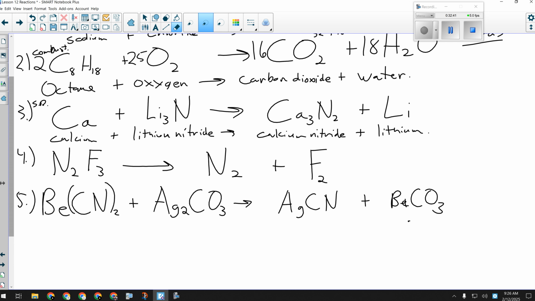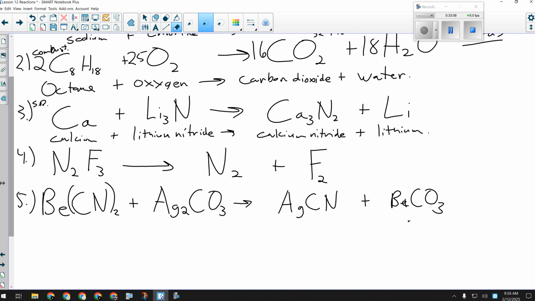Is it balanced? No, it's nowhere close to balanced, in fact. My biggest number is 3, and there's a tie. So which one should I do first, lithium or calcium? Which one has the bigger charge? Calcium has the bigger charge. Sometimes it doesn't matter. Sometimes you just luck out and it works. But sometimes it doesn't. So I just always go with the biggest charge.